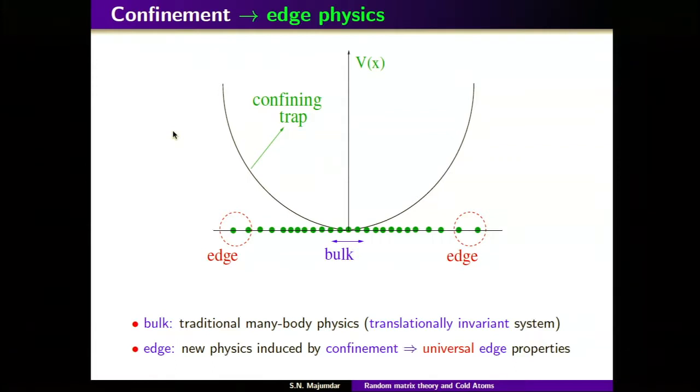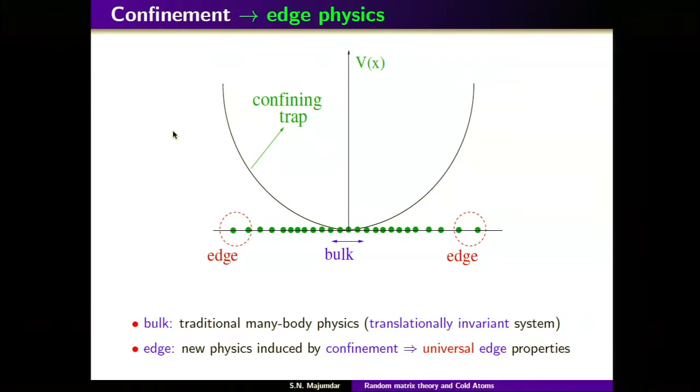Now in the presence of a trap, when you go away from the bulk center, the atoms cannot go very far because of the trap. They are confined in space, so at some point they will end. If you look at these atoms near the edge, there are edges symmetrically in this example, and here the fluctuations are very dominant, of course, because there are few atoms here. So fluctuations play a very important role, and you cannot apply the traditional many-body theory, which holds for translationally invariant systems, all the way up to here. So you need to find new techniques to understand the edge physics in these cold fermion systems.